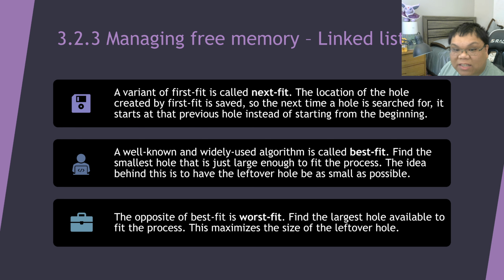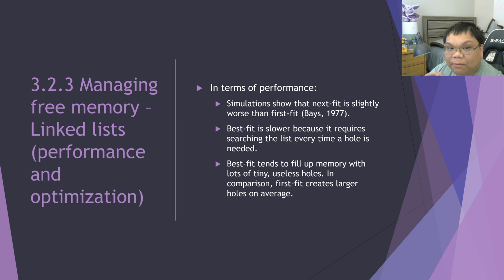We can also contemplate the existence of the opposite of best fit, called worst fit. The idea behind that is to maximize the size of the leftover hole. Find the largest hole in which a process can fit, put the process in there, and the leftover hole is as large as possible. We can use that for more processes. In terms of performance, simulations show that next fit is slightly worse than first fit. Best fit is slower because it requires searching the list every time a hole is needed, and best fit tends to fill up memory with lots and lots of tiny useless holes.